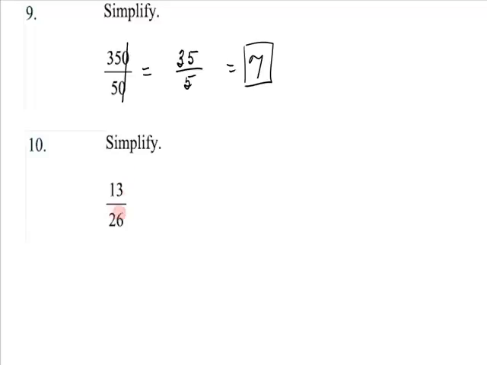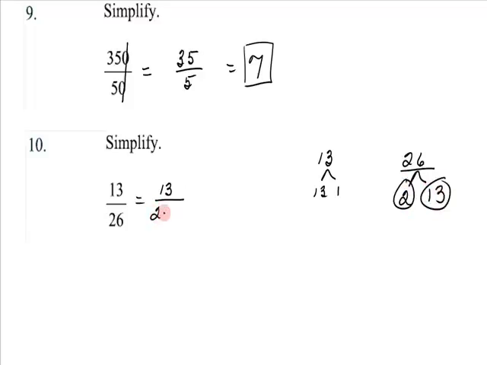Last one, 13 over 26. Well, 13 is a prime number. It is 13 times 1. So I can't do anything with the top as far as factors. Now the bottom, 26, is even. It's divisible by 2. 2 goes into 26 13 times. Those are primes, 2 times 13. There's my common factor of 13, so I end up with 1 over 2.